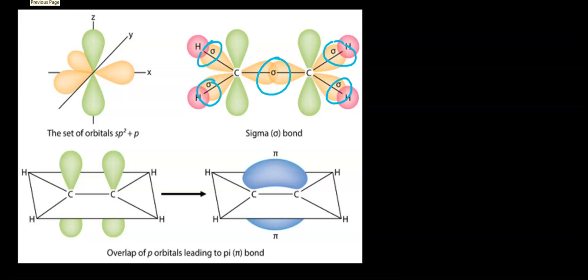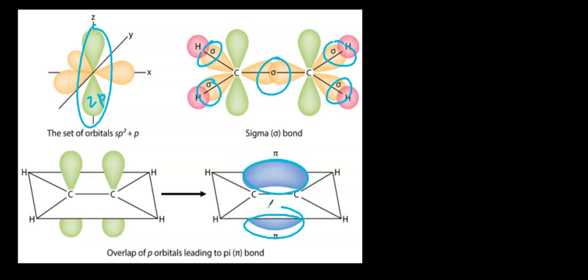We have the sigma bond here, which results from overlapping of the hybrid orbitals of carbon. These green ones here represent something called unhybridized p orbitals. In this diagram we have three hybrid orbitals, and this is actually a 2p unhybridized orbital. What happens is the unhybridized p orbital of the carbon on the left and the unhybridized p orbital of the carbon on the right overlap.